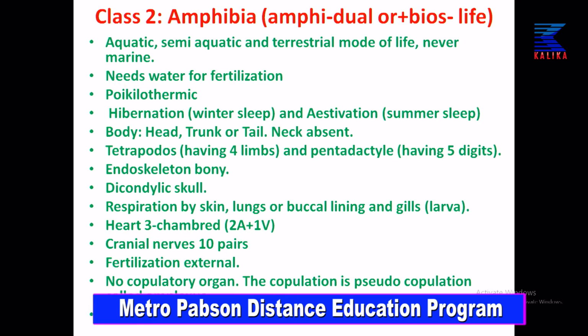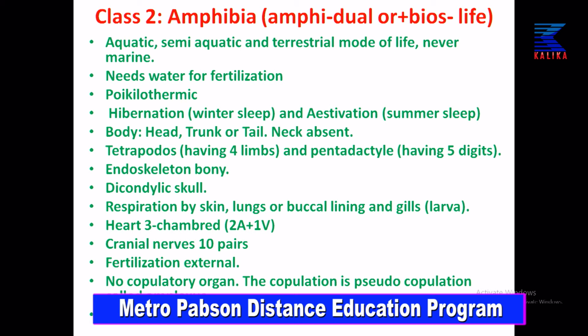Have a look on the screen, please. Pretty much I explained the thing. They have a terrestrial or aquatic mode of life. They are found in water, never in marine water, meaning never in seawater. Poikilothermic done already. Hibernation and estivation we talked about before. Is there something else? Dicondylic skull, same as that of the fishes. The skull is connected to the first vertebra of the vertebral column with 2 condyles, meaning 2 connecting points. Respiration is by skin, and sometimes by the lungs or buccal lining, and gills in the larva. Buccal lining means the lining inside the mouth.